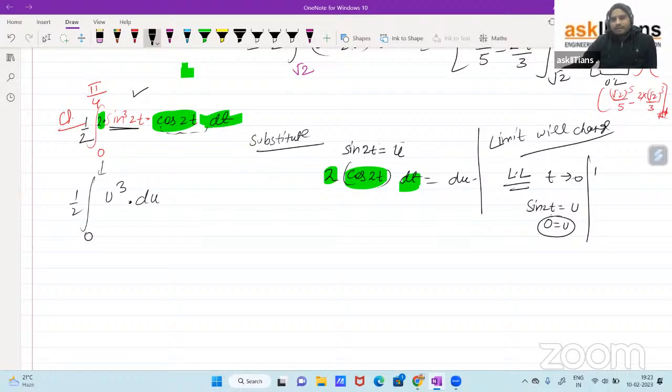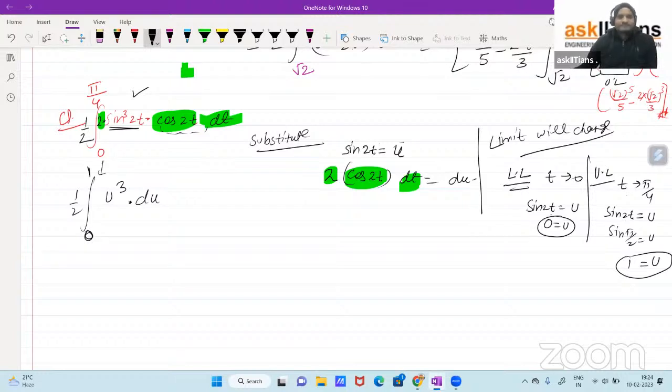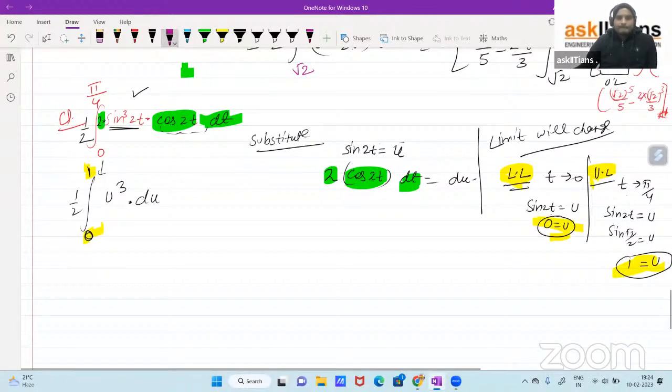And the upper limit will be when t approaches pi by 4. So your substitution is sin 2t equals u. When you put pi by 4 here, it will be sin pi by 2 equal to u. So u equals sin 90, which is 1. So basically your limits will be from 0 to 1. Lower limit 0, upper limit 1, for the variable u.